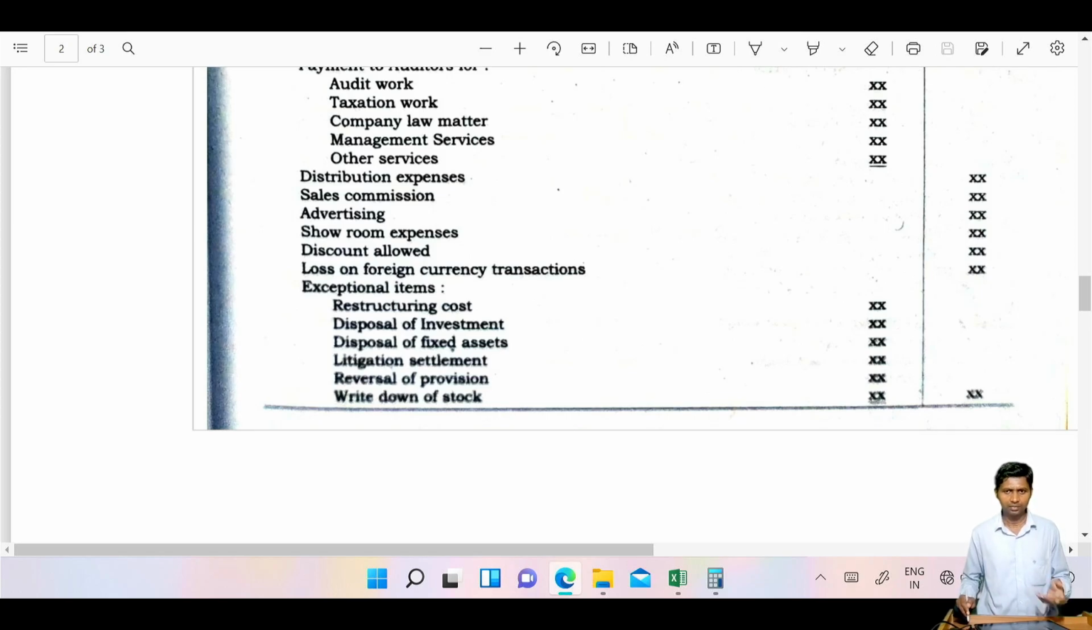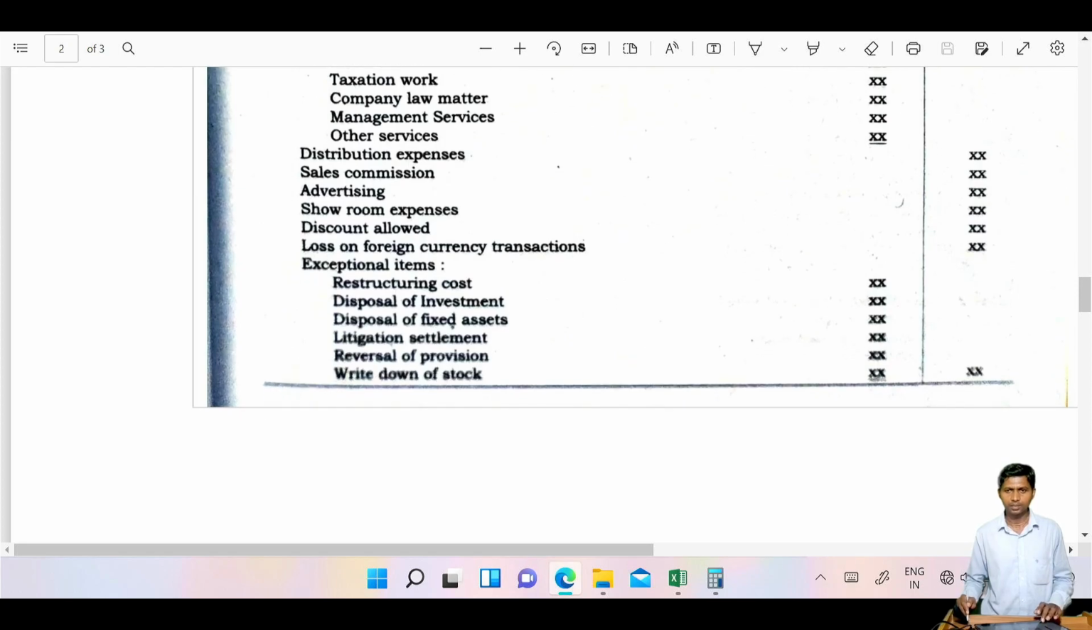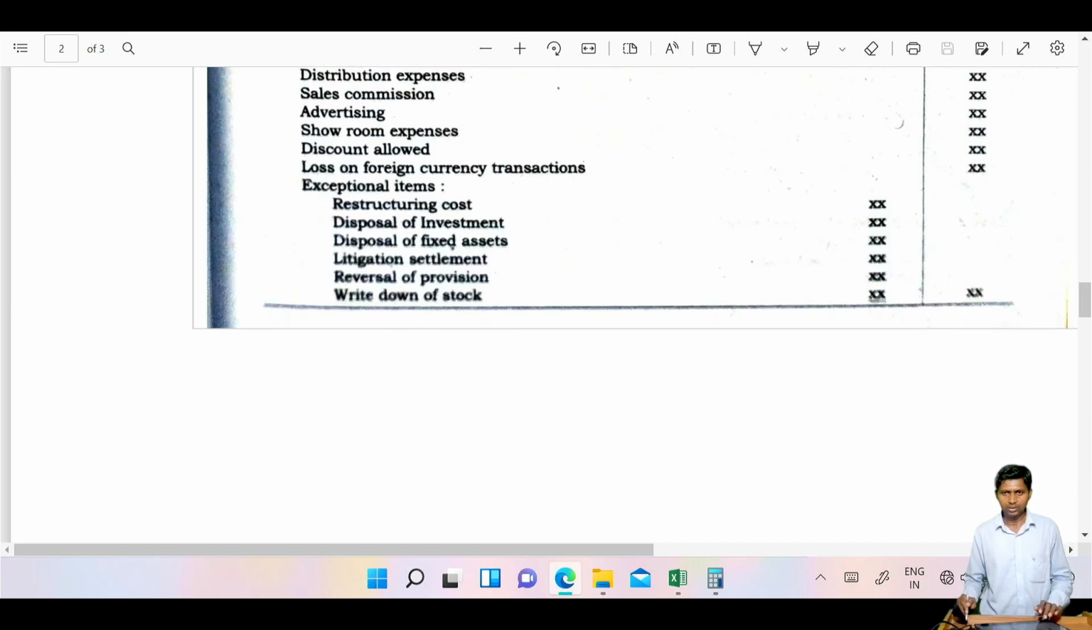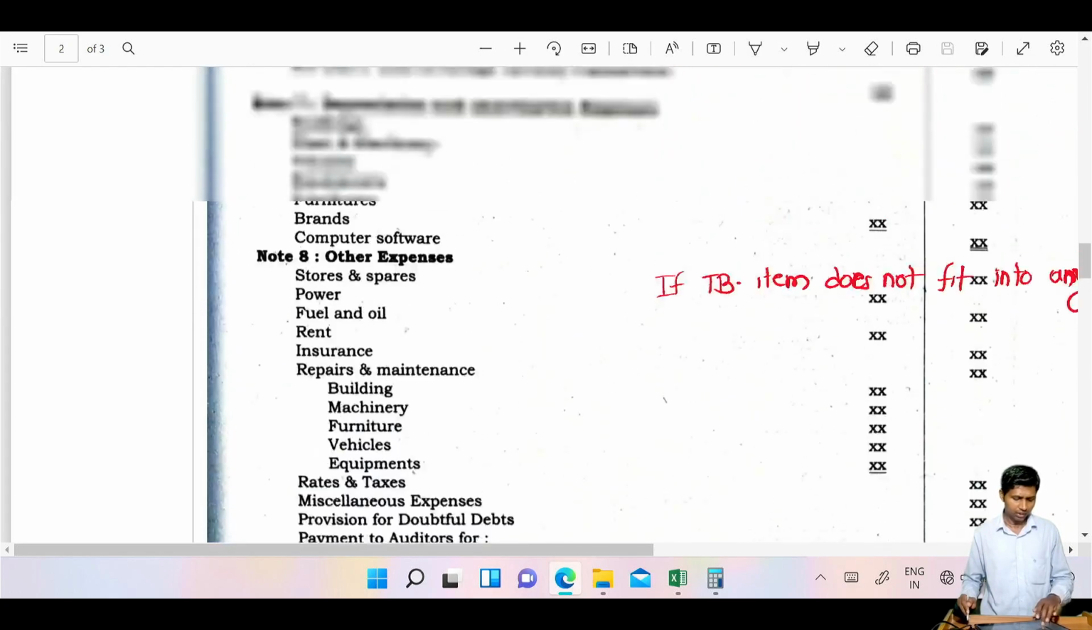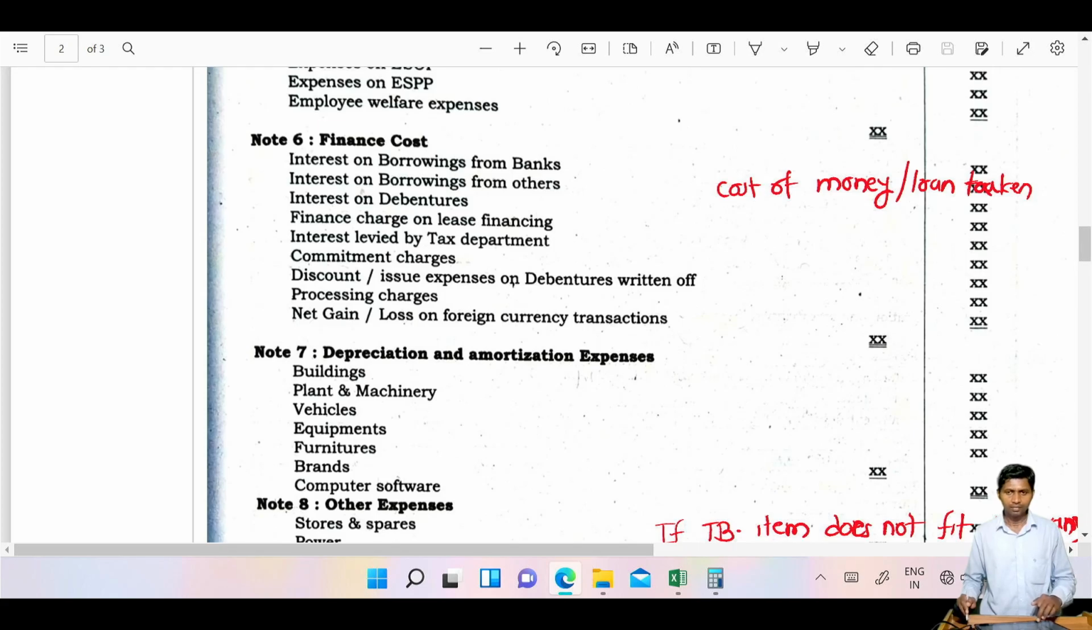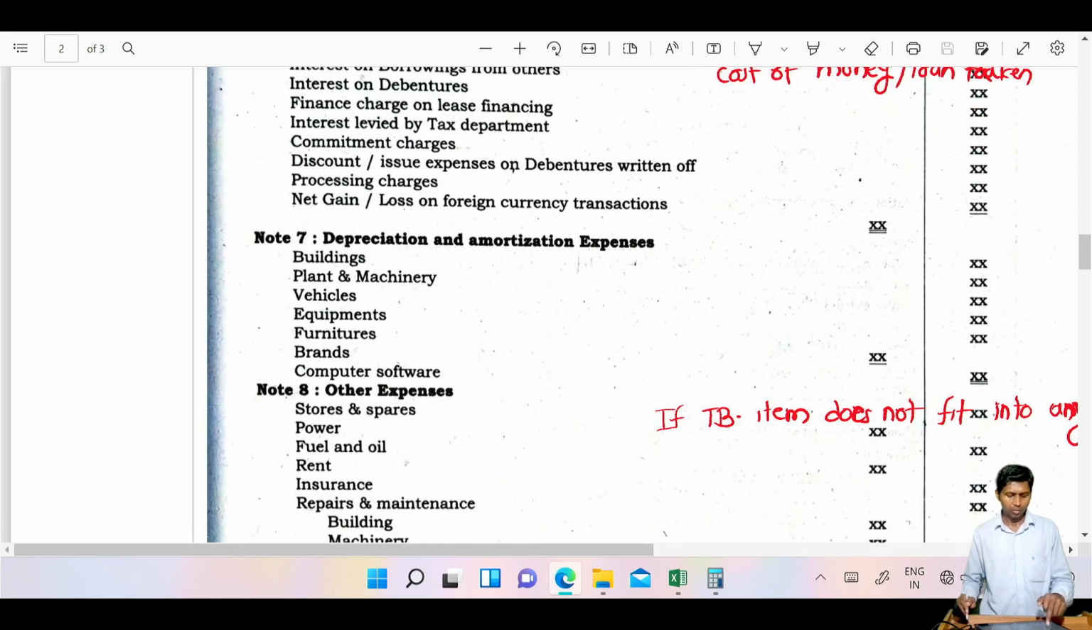Similarly advertising, we have seen this. Showroom expenses, no specific category, therefore in other expenses. Discount allowed, then loss on foreign exchange currency, one type of loss. Net gain or loss we already wrote in finance. Now what is the difference between that loss and this loss? That loss is loss on foreign exchange on loan transactions.